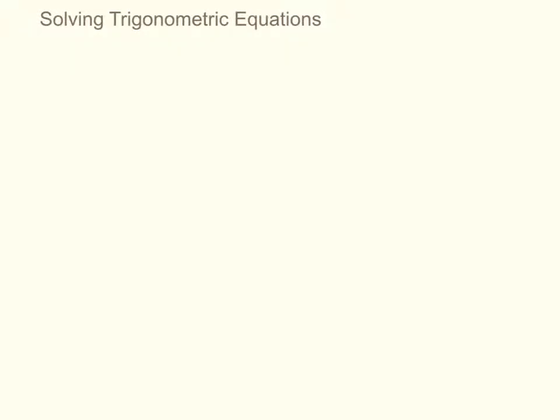Okay, so this is a video from C2 with a few examples to help you with solving trigonometric equations. So let's start with a question. Let's solve 2 cos theta equals negative root 2, and we want to solve that for theta in the range from 0 to 360.